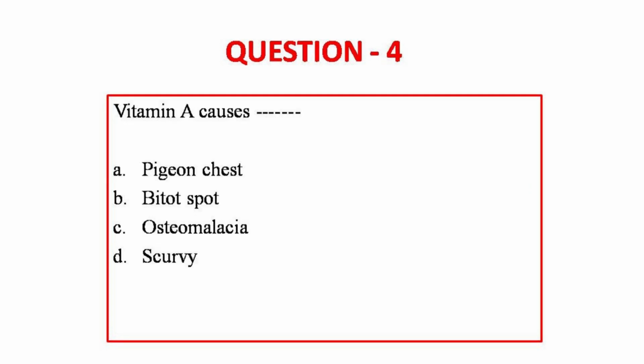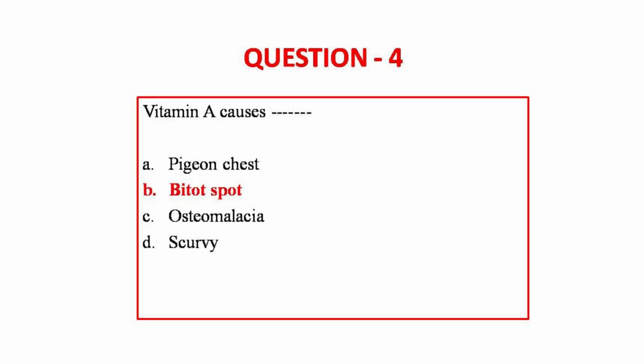Question number 4. Vitamin A causes, 4 options they've given: pigeon chest, Bitot spot, osteomalacia and scurvy. So vitamin A causes, everybody will think about night blindness. Here it is Bitot spot. So if you take pigeon chest, it is present in vitamin D deficiency. Scurvy is present in vitamin C deficiency. Osteomalacia is also present in vitamin D deficiency.